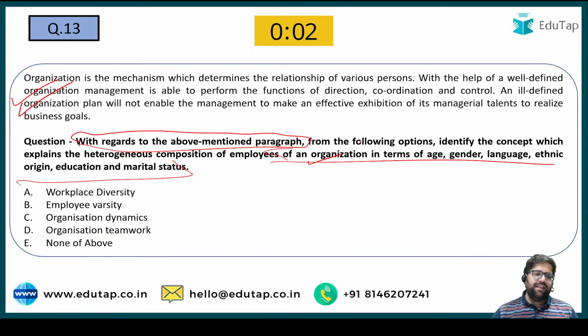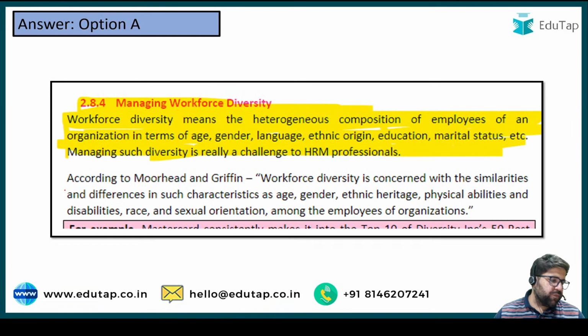Yes, the correct answer here will be workplace diversity. It will not be employee diversity. Mind you, if you are seeing all the different components of management, then please be specific to different words which you are using. You cannot say that workplace diversity is the same as employee diversity. Under workplace diversity, you will see different employees who are coming from different ethnic origins. They are coming from different parts of the country, and then the organization forms up. So the correct answer will be option A.